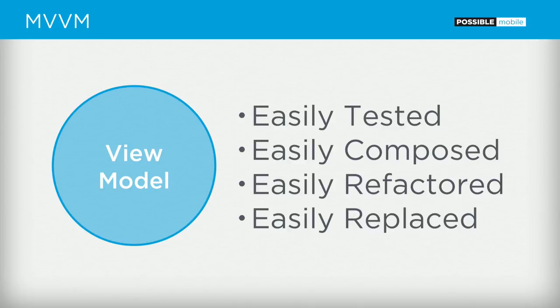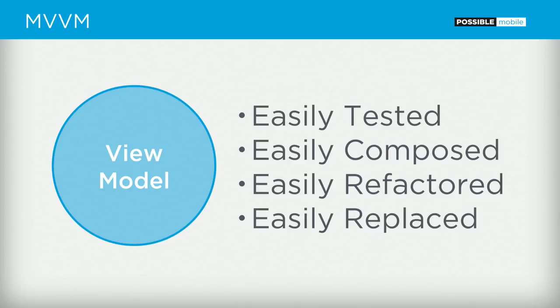View models are easily tested, composed, refactored, and replaced. I could spend tons of time on each of these, and I'm not going to. But the testing one is extremely valuable because view models aren't tied to UI. They're more of a conceptual object. And if you have any questions at any time, by the way, please jump in, although hopefully the code will answer some questions that you might have.